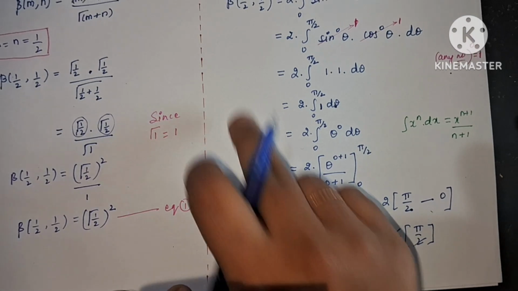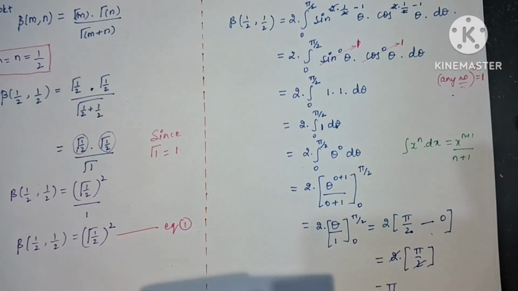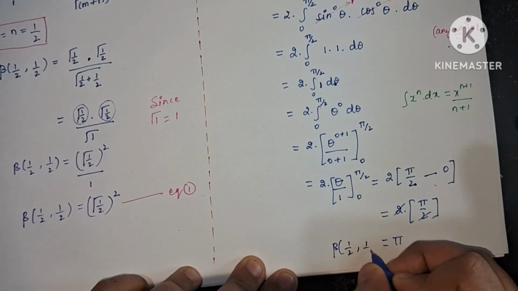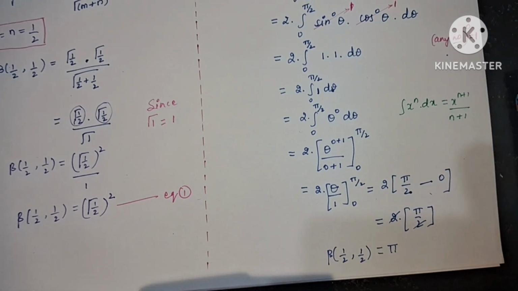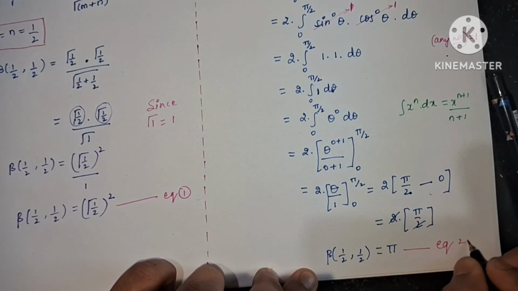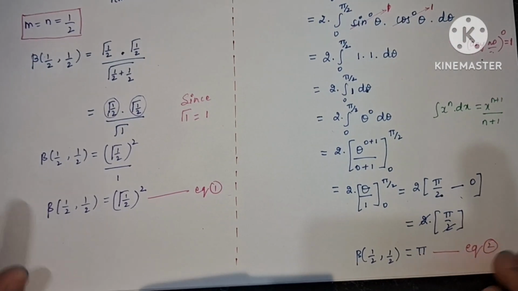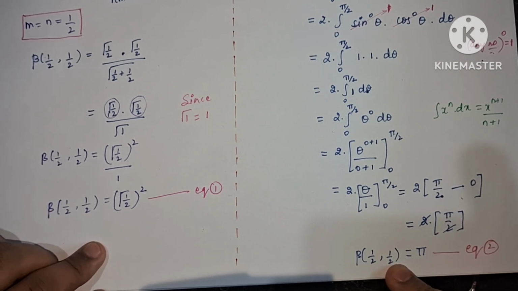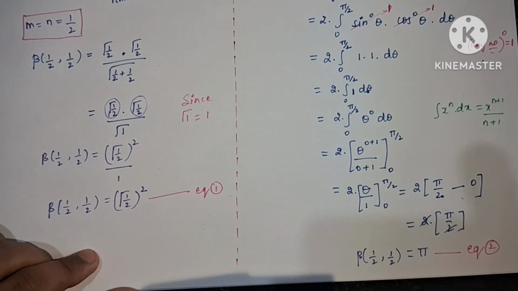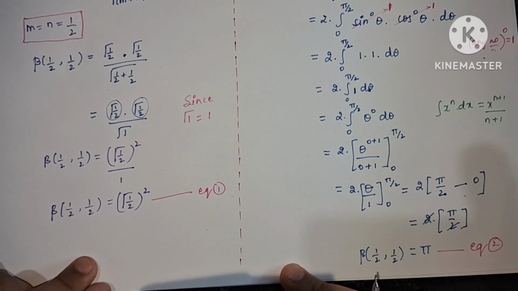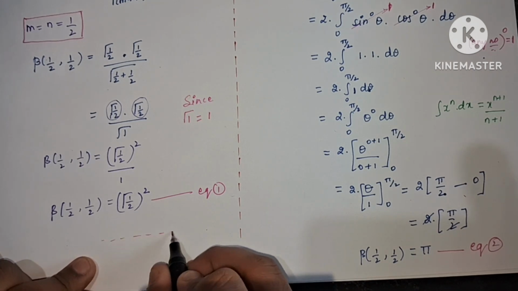What is this? This is nothing but beta of 1 by 2 comma 1 by 2. I'll consider this as equation number 2. Have a look at here. This is also beta of 1 by 2 comma 1 by 2. Now what can I do? I can just equate equation number 2 and equation number 1. Instead of going to the next page, I will cover it here itself. Kindly observe keenly. I am just taking out the line here.